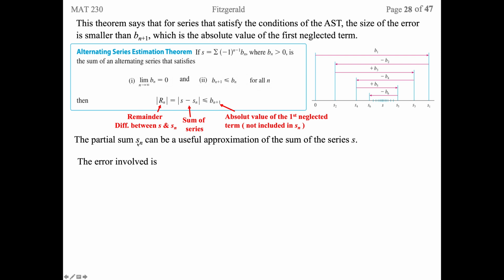So the partial sum s sub n can be a useful approximation for the sum of the series. The error involved is this absolute value of r sub n. All right, so this creates a compound inequality. Your error, that neglected term b sub n plus 1, we make it positive on the right, negative on the left. You have to be somewhere in between there. And then if you add the partial sum, s sub n, to both outsides, you create a potential interval for your answer for the sum.